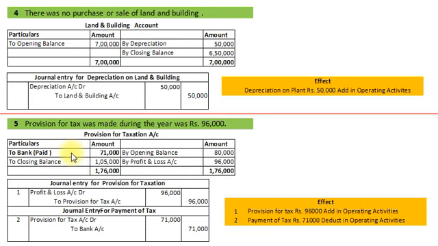This will be recorded as payment of tax. Our accounting entry will be: provision for tax account debit to bank account rupees 71,000, and our provision for tax account will tally with rupees 1,76,000. Now see the effect. Number 1, provision for tax rupees 96,000 will be added to profit in operating activities, and payment of tax rupees 71,000 will be deducted in operating activities.